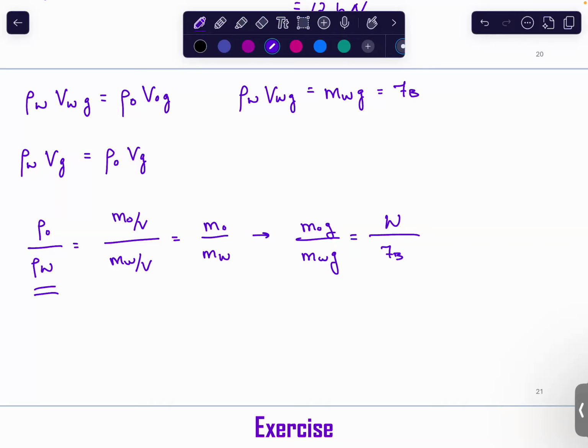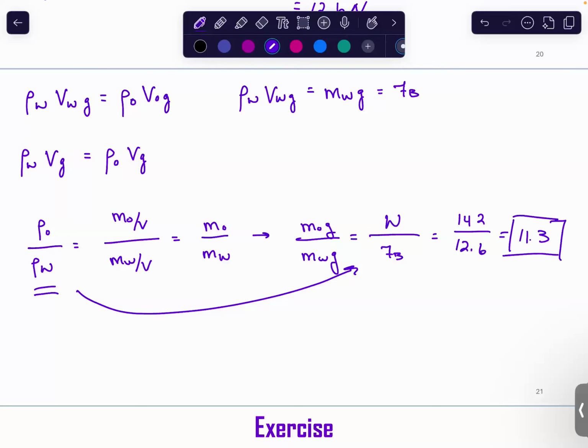So the specific gravity equation ends up equaling the weight over the buoyant force, and we put in our numbers. So your specific gravity is 11.3. Remember, specific gravity is the density of whatever your material is over the density of water. So we're working everything to get to there.